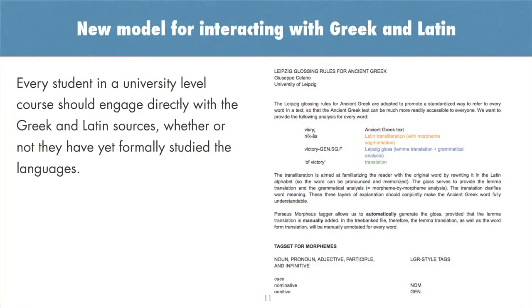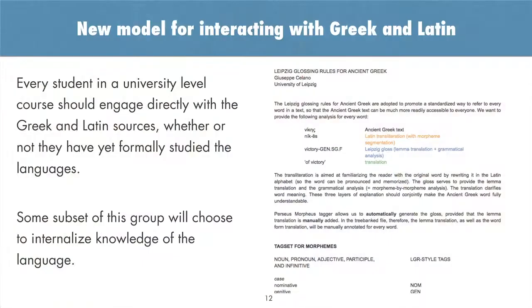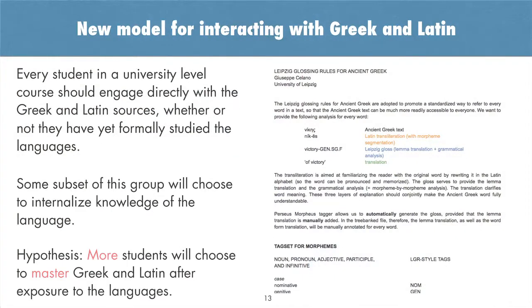Okay. And also, I think we're now at the point where every student in a university class who reads anything about the Greco-Roman world should, as a matter of course, assume they're going to work directly with Greek and Latin, not just with a German or English or Italian translation. It's, again, totally different from how we proceeded in my lifetime. And some subset of this group will choose to internalize knowledge of the language and I believe we'll get more students studying Greek and Latin.